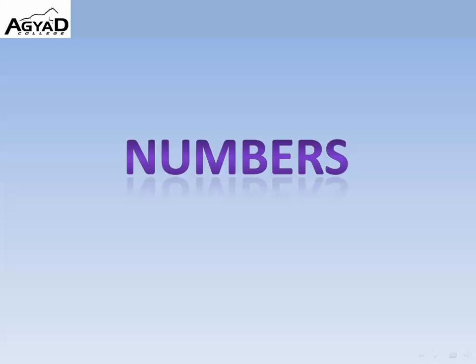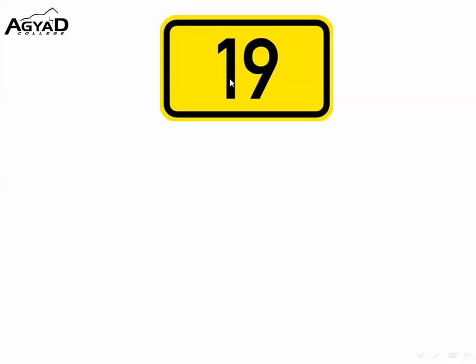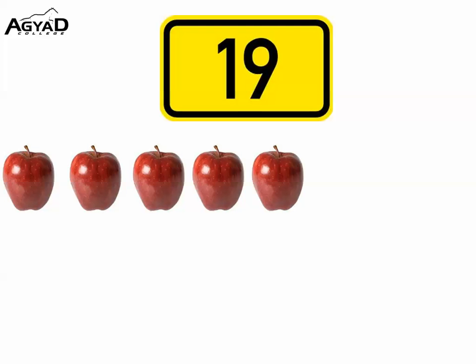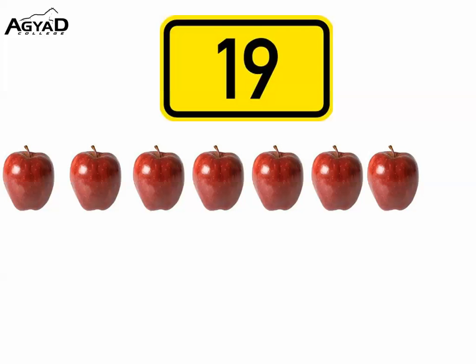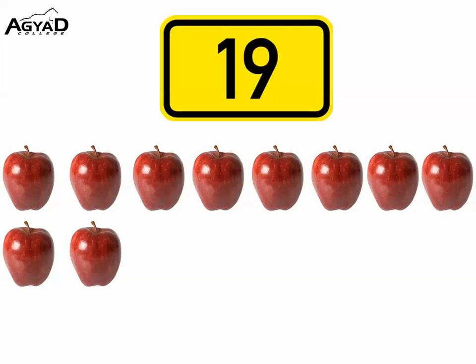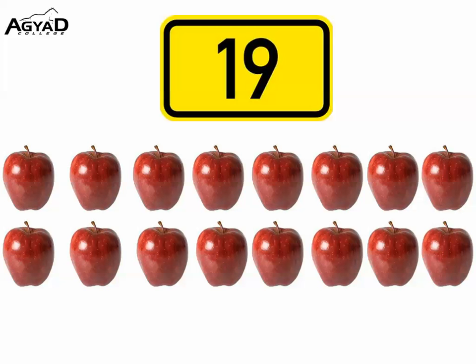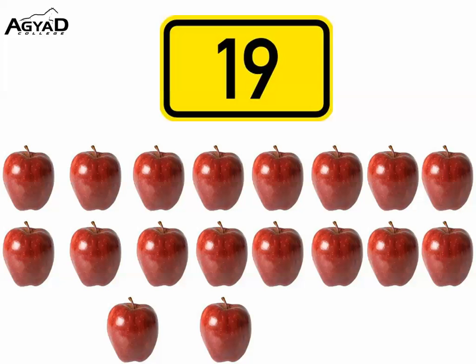Let's move over to our numbers. Okay, the first number that we had studied is number 19. 1 and 9. What is this number now? Good, it's 19. Can you say after me? 19. Now, I want to count 19 apples. Let's count together. Can you count with me? Come on, let's start. 1, 2, 3, 4, 5, 6, 7, 8, 9, 10, 11, 12, 13, 14, 15, 16, 17, 18, 19. Oh, very clever, KG1. Now you can count till 19.